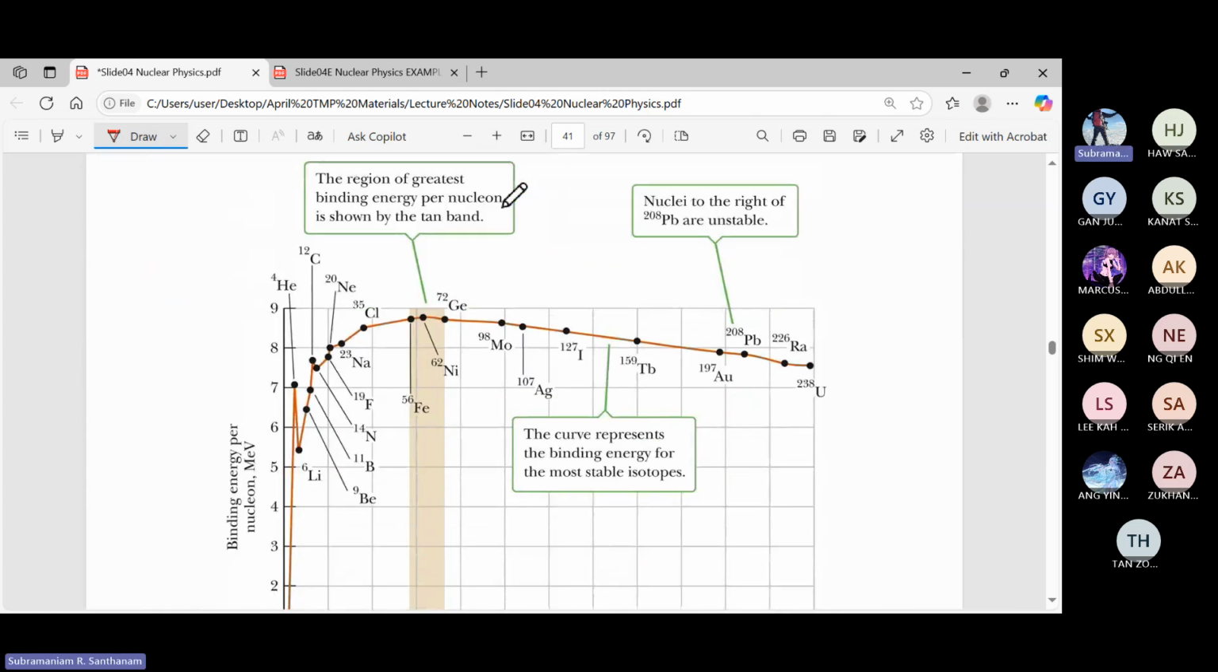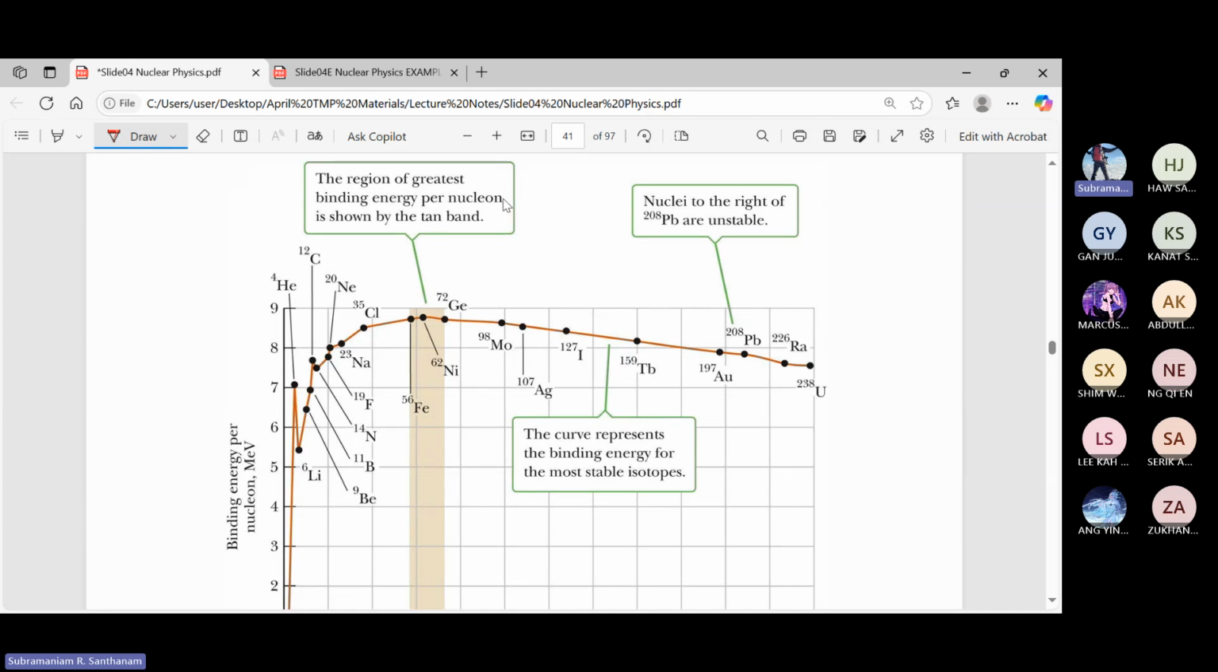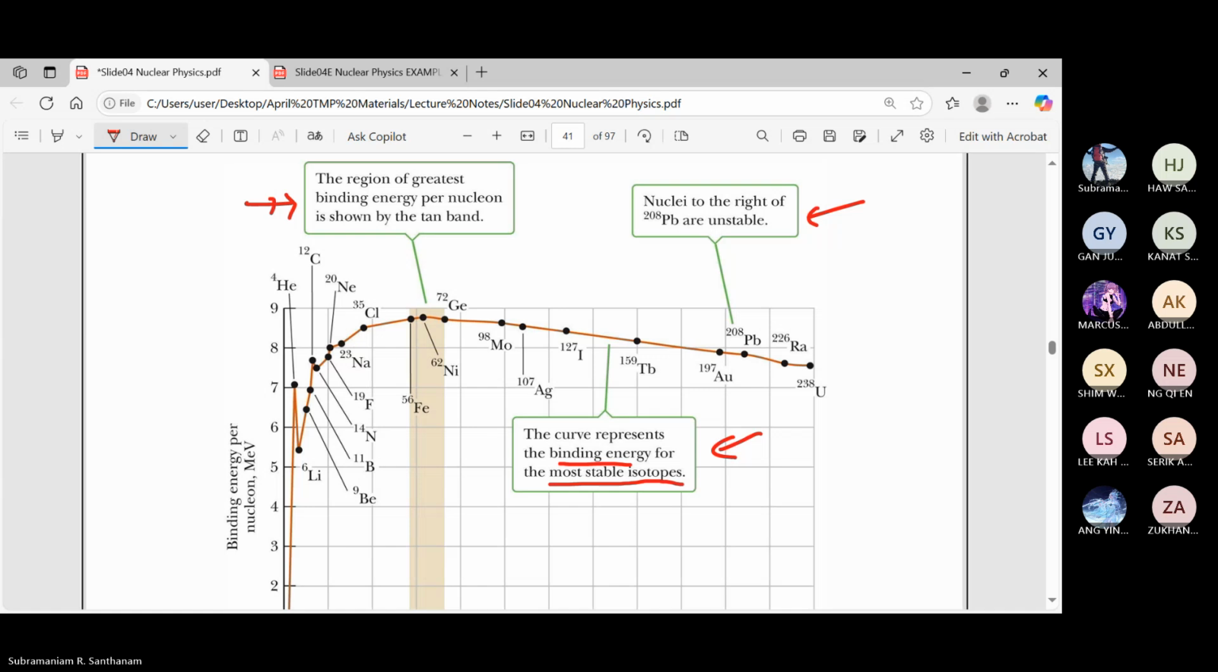The details are given, so you can see the point here. The region of greatest binding energy per nucleon is shown. Then here, nuclei to the right of the lead, plumbum 208, are unstable because they are too heavy. Too heavy is also not stable. And the curve represents the binding energy for the most stable isotopes.